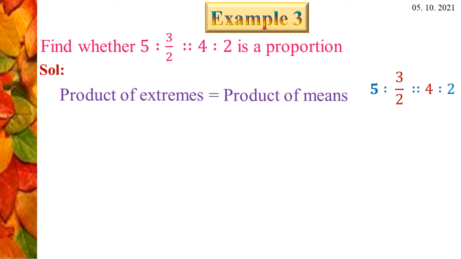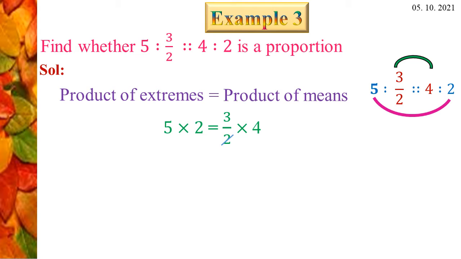Here given 4 terms. First and fourth terms are called product of extremes. That means 5 into 2. Substitute the value, equal to. Second and third terms are called product of means. That means 3 by 2 and 4. Substitute the value 3 by 2 into 4. So here product of extremes equal to product of means. So we have to substitute the value 5 into 2 equal to 3 by 2 into 4.